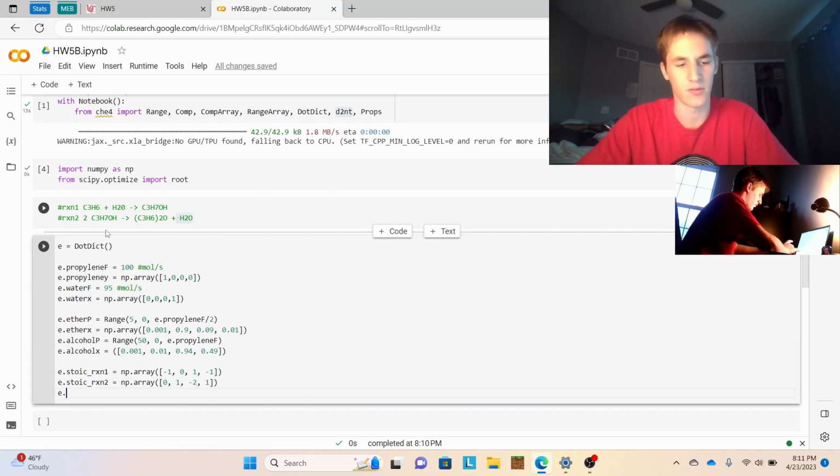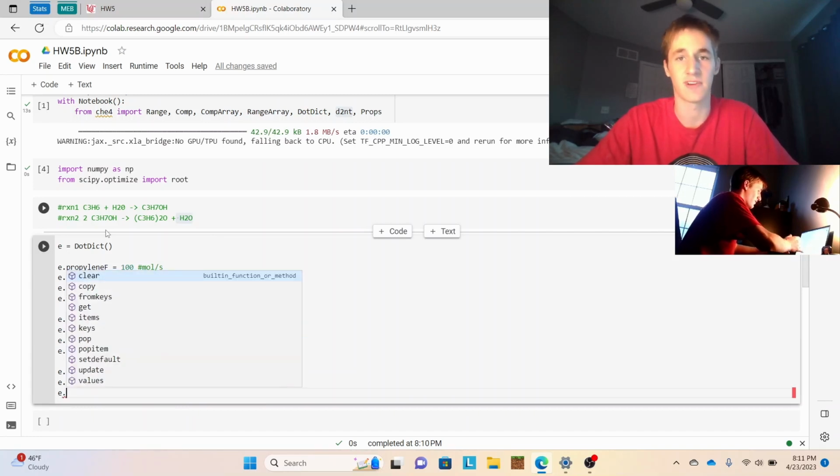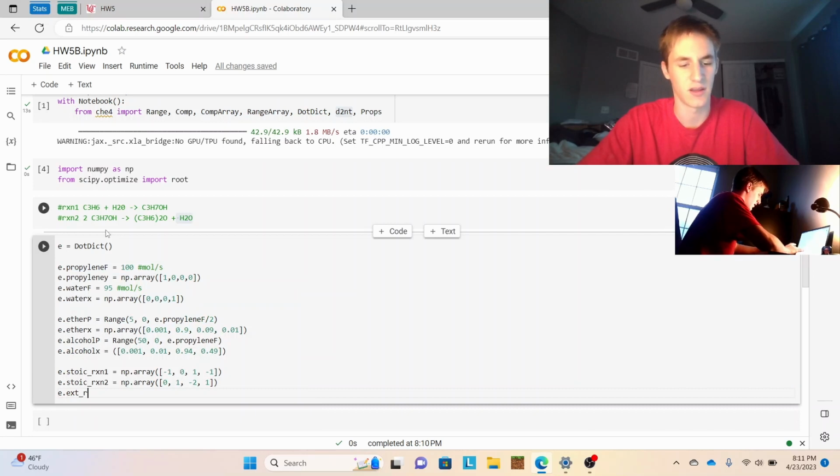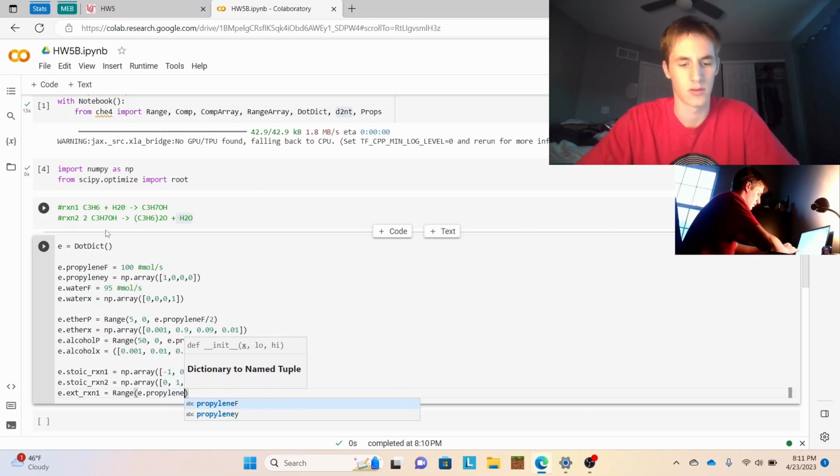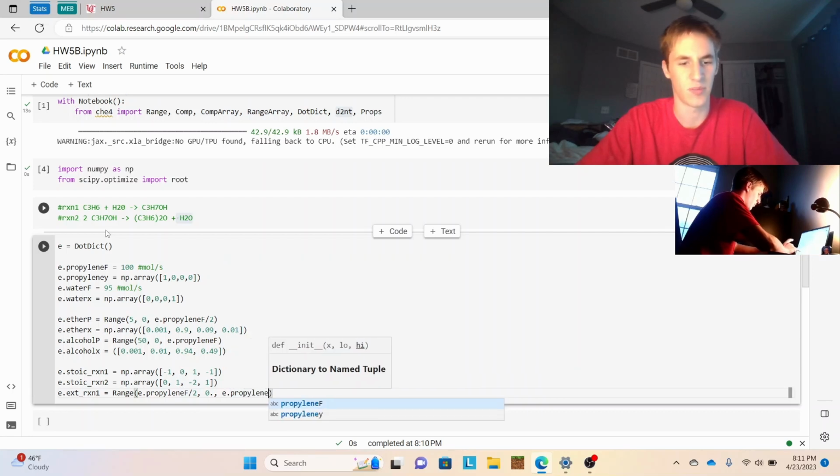And then we can write variables for our extent of reaction 1, right? And that's going to be a range because that is one of our unknowns. And we can make a guess. We'll just say it's going to be the propylene feed over 2. Its minimum is 0, and its maximum is the propylene feed.